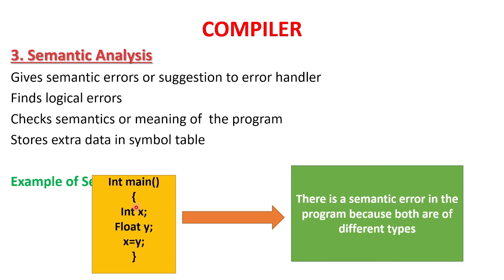Now this is an example of a semantic error. A program is written, one variable is declared of type int, that is x, and another variable y is declared of type float. And it is written x equal to y. Now here there is a semantic error because both are of different types. You cannot write x equal to y. You cannot assign the value of y into x. Why? Because x is of type int and y is of type float. So here you will get a semantic error or logical error.